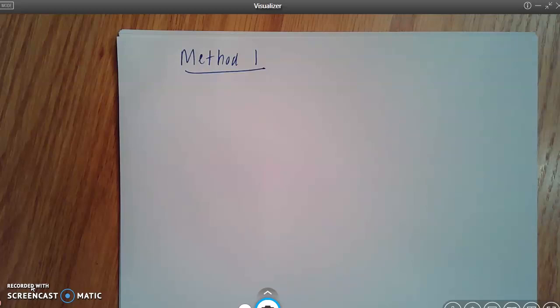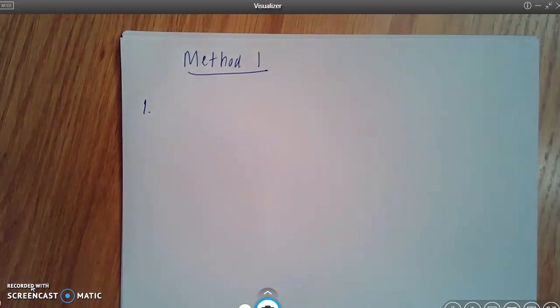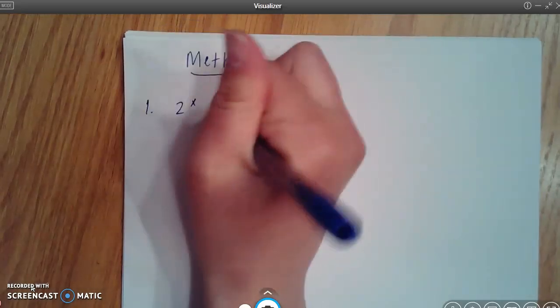Okay, so skipping the warm-up, that's just making sure you can do what we did the other day. With method 1, you need to make sure that you're isolating the exponential expression. That means that you need to have whatever is being raised to the exponent by itself before you can do anything else. Okay, so step 1, what we're going to do is we're going to take our 2 to the x is equal to 61.